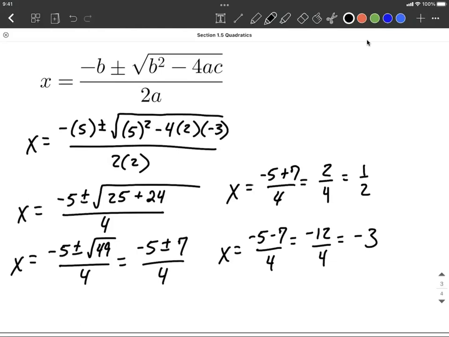All right, hope this helps out as you get using the quadratic formula. Get it memorized. It can solve every single quadratic equation there is, if there is a real solution out there. Good luck.